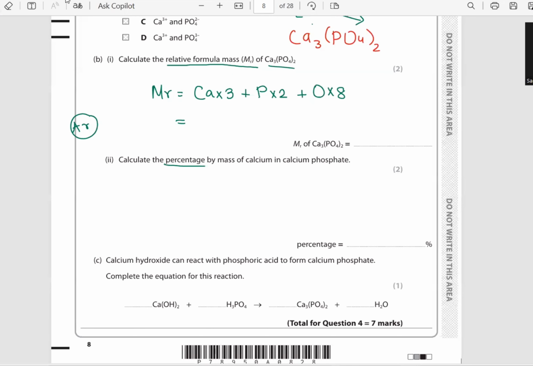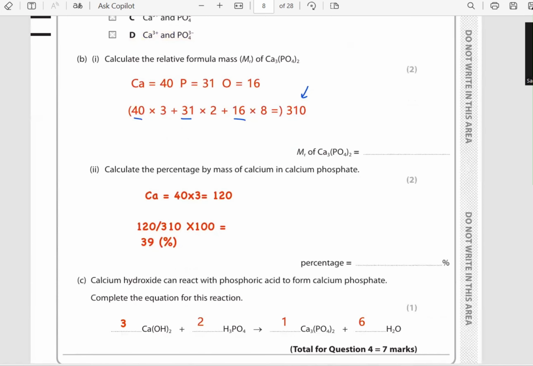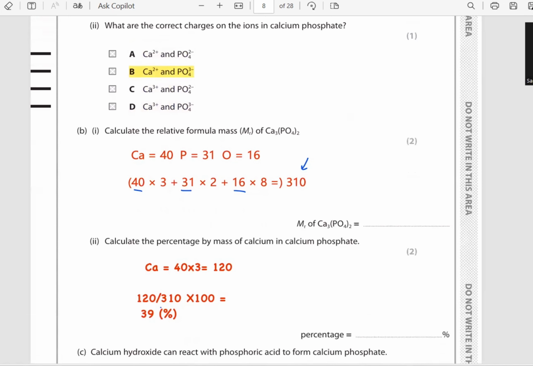Calculate the percentage by mass of calcium in calcium phosphate. If we see here, calcium is 3 times in the whole formula, and the whole formula molecular mass is 310. Calcium's atomic mass value is 40. So 40 times 3 divided by 310 times 100, and you will get the answer. So the answer is 39%.